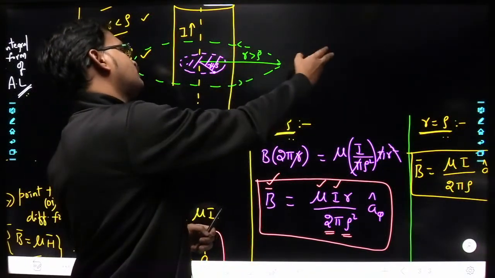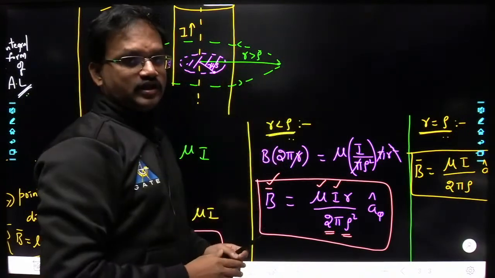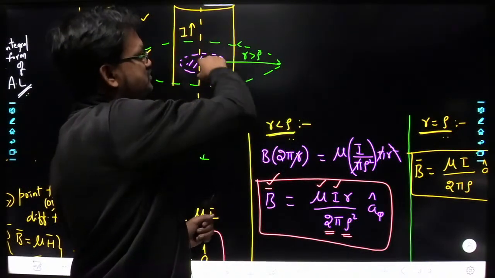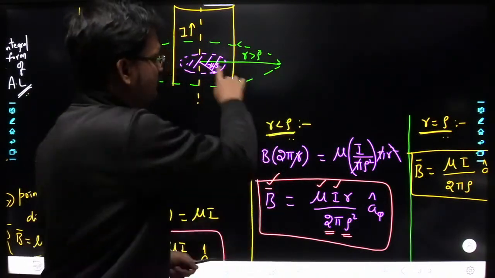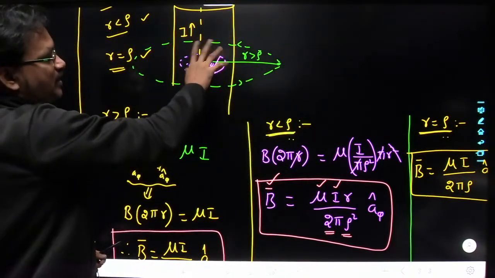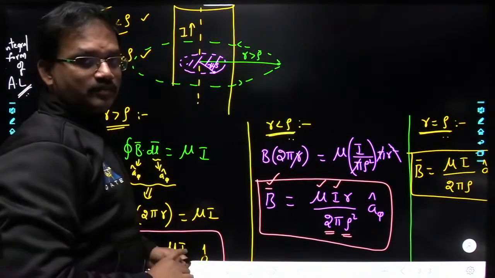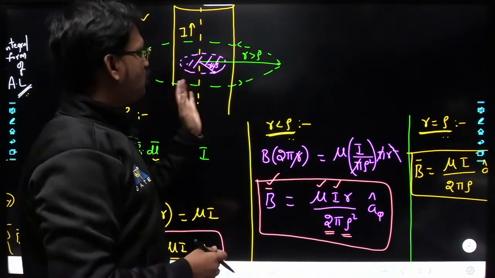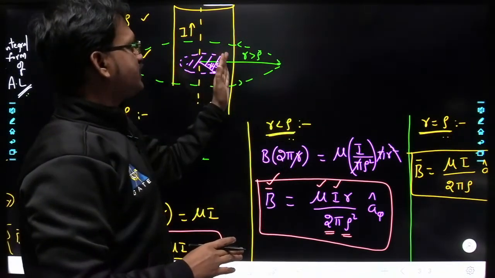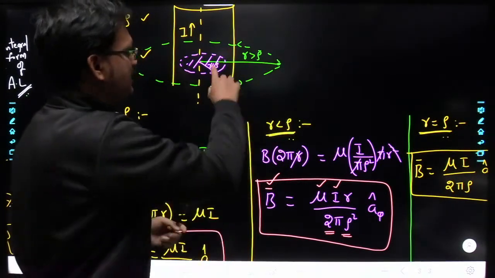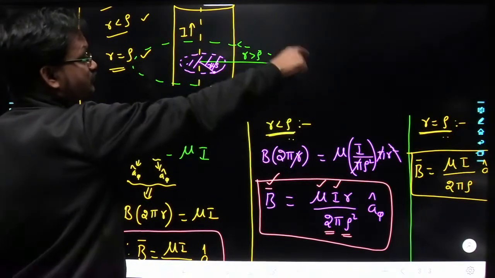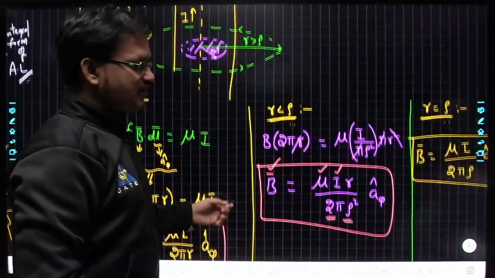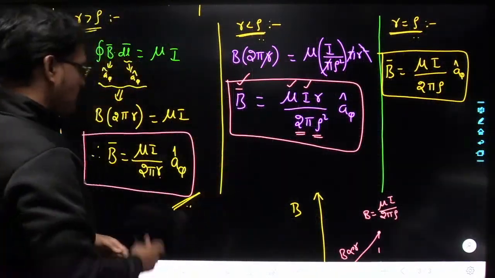Once you come out of the wire, once you move away from the surface of the wire, what will happen? The current enclosed will remain the same, but the distance from the current carrying wire is going to increase. The radius of the loop is going to increase, but the current enclosed by the loop will remain the same, and hence the B field is going to decay as 1 by R.